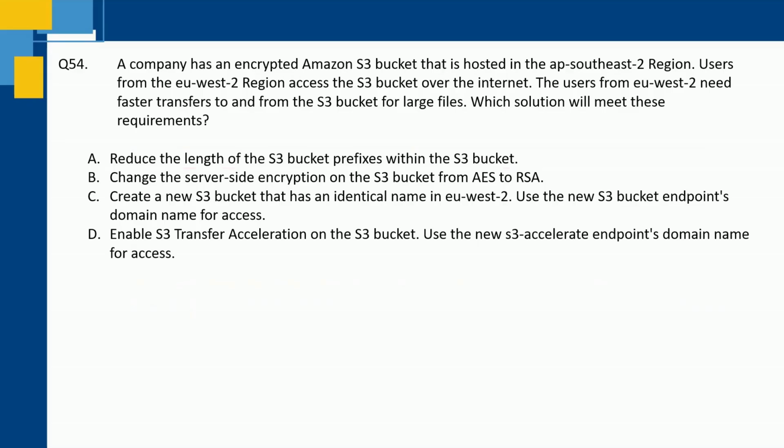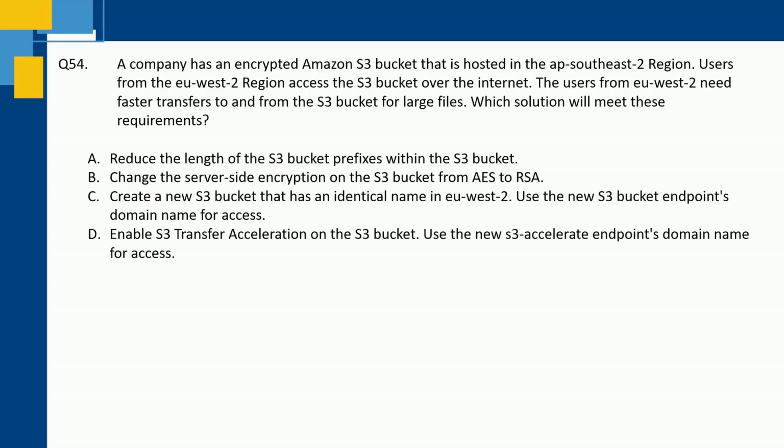Your options are: reduce the length of the S3 bucket prefixes within the S3 bucket, change the server-side encryption on the S3 bucket from AES to RSA, create a new S3 bucket that has an identical name in EU West 2 and use the new S3 bucket endpoint's domain name for access, or enable S3 transfer acceleration on the S3 bucket and use the new S3 accelerate endpoint's domain name for access.